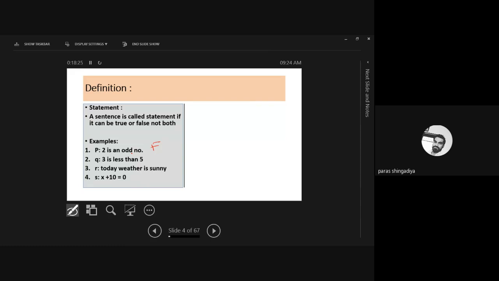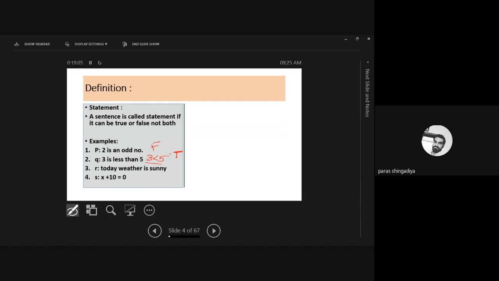Second is: 3 is less than 5. That is also a mathematical form, and we can apply mathematics theory to check it. 3 is less than 5, so it is correct. 3 is always less than 5. So it is a true outcome. Any sentence in mathematical form you can consider, and just check it: it should be either true or false, but not both.